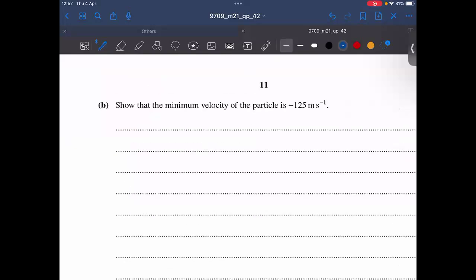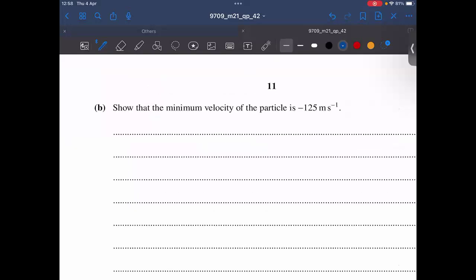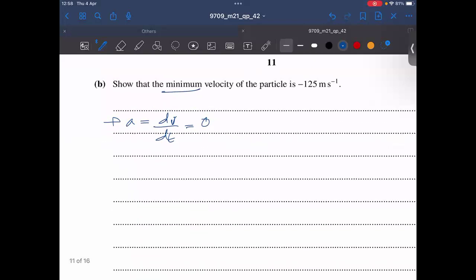Show that the minimum velocity of the particle is -1. For minimum velocity, I need to first take the derivative of velocity, as I'm going to be finding the acceleration. When the velocity is minimum, it's not changing anymore, so the acceleration is 0. That's how you calculate minimum and maximum values. So minimum velocity means the rate of change of velocity is 0. The value of acceleration is 0.